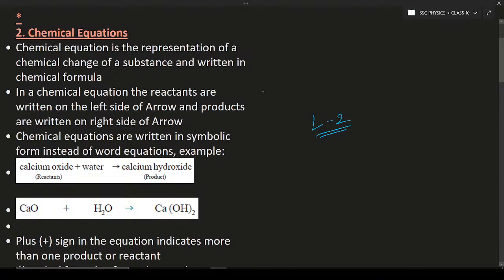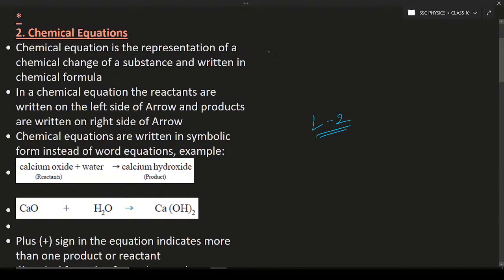So first, what is a chemical equation? A chemical equation is nothing but writing the reactants and products, how they react and what products they obtain. In this equation, you can see calcium oxide and water are chemical substances, and when they react, they are going to form products. Such a reaction of chemical substances is written as a chemical equation.